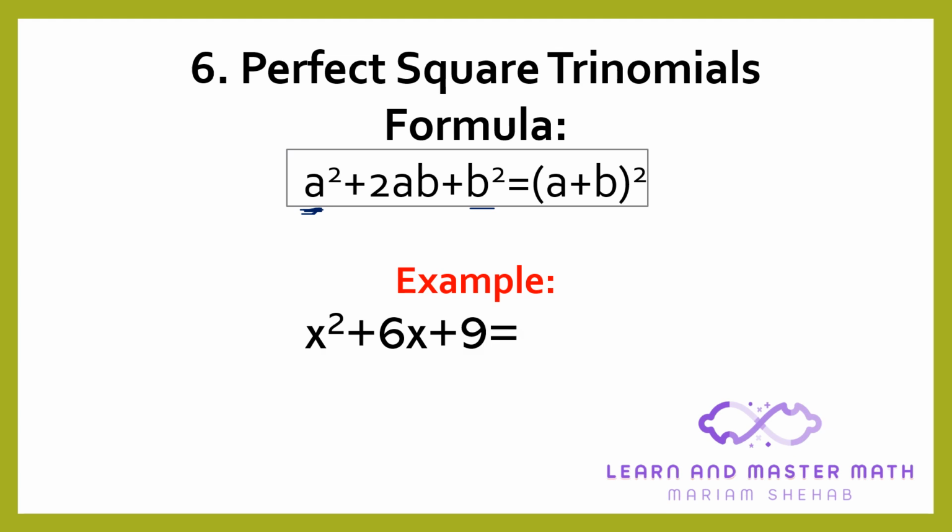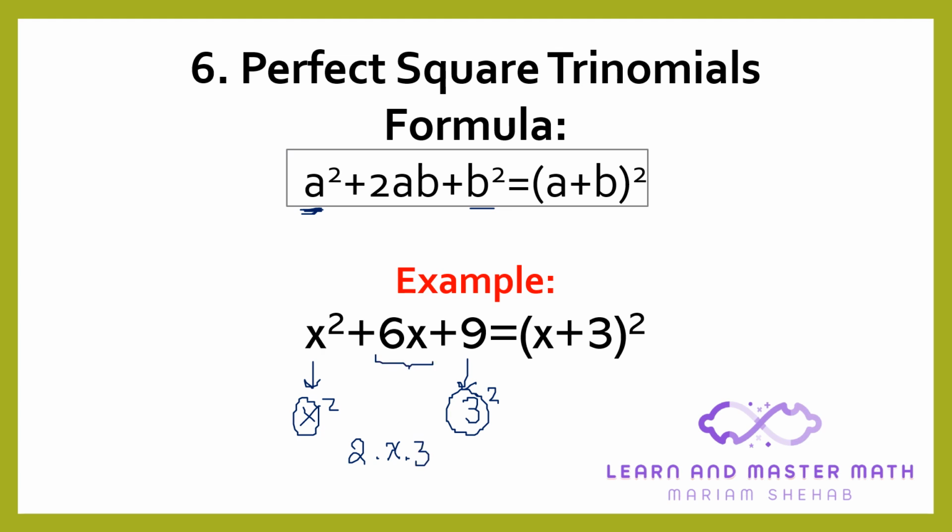x squared plus 6x plus 9. Now notice here, 9 is 3 power 2, so it's a square. And you have here an x squared, and if you multiply the bases 3 with x by 2, it's 2 times x times 3 is 6x, right? Which means I can apply my formula for the bases x and 3. So I put x plus 3 all power 2.